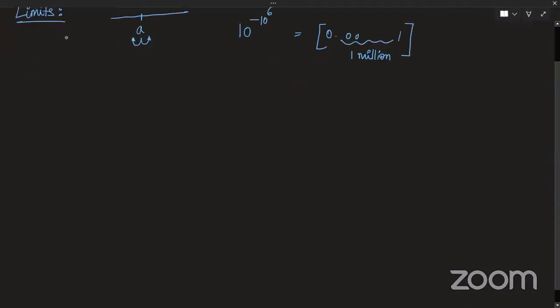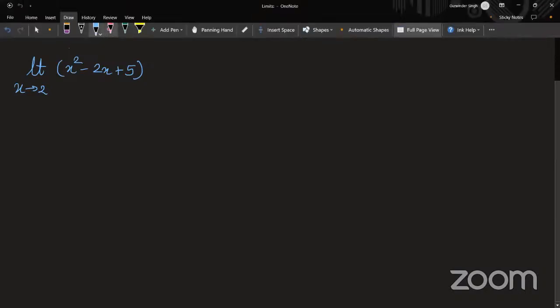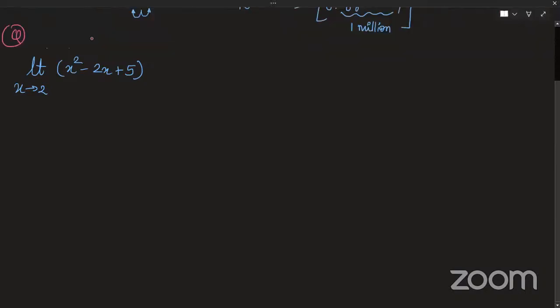So after that, we were trying to evaluate the limits of functions. Okay. So I gave you an easy function. Let us take limit x tends to 2, x square minus 2x plus 5, something like this. So how did we do it? How did we do something like this?